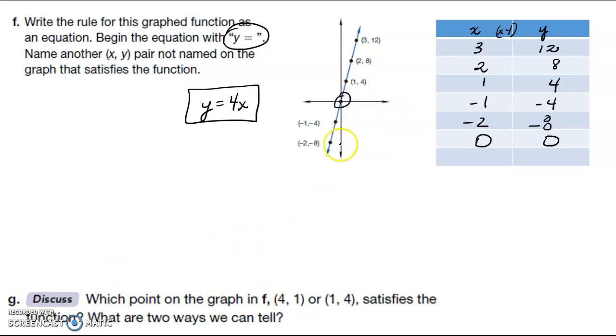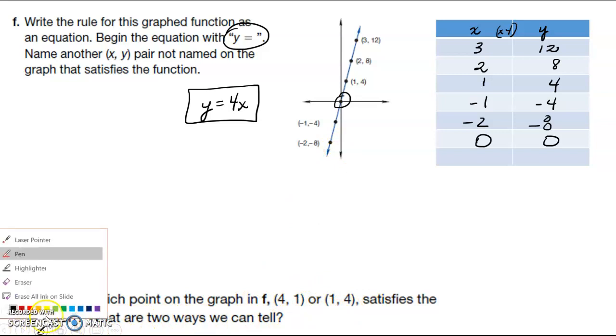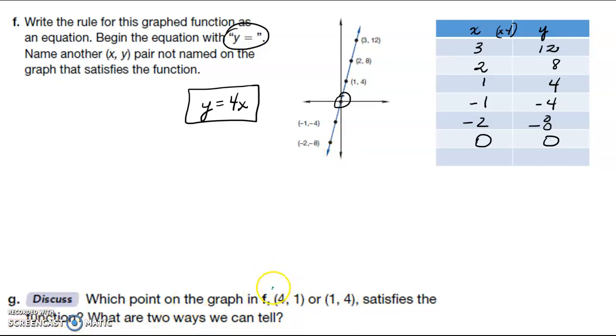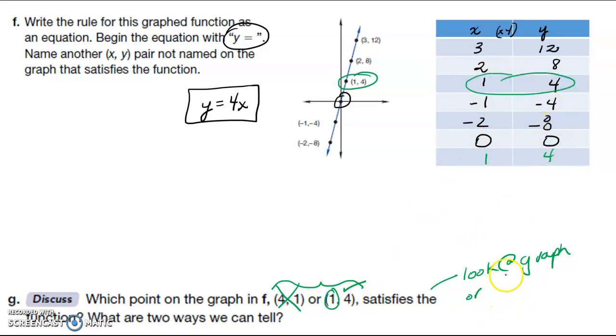Which point on the graph, 4, 1 or 1, 4, satisfies the function? How can we tell? So let me change colors. So we need to know which one of these satisfies. So let's see, 4, 1 is not it. And I have 1, 4 here. So I can either look at the graph, or I can say, all right, I know if x is 1, which I have here, then y is 4. So I can either look at the graph or I can look at the function table.